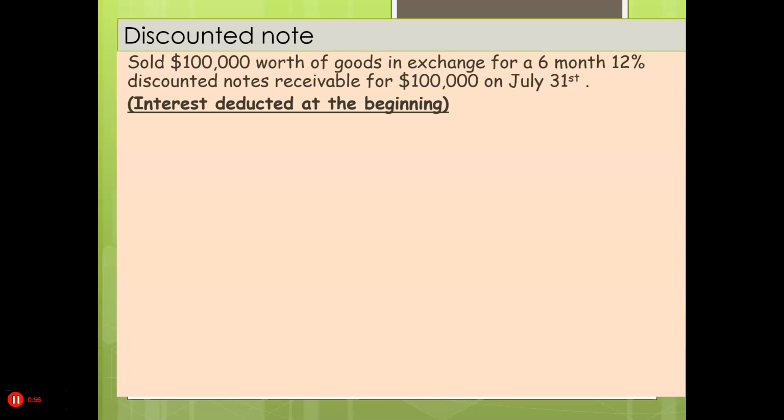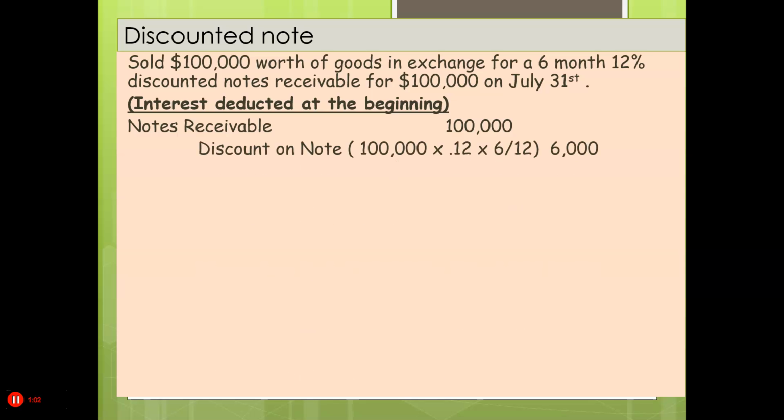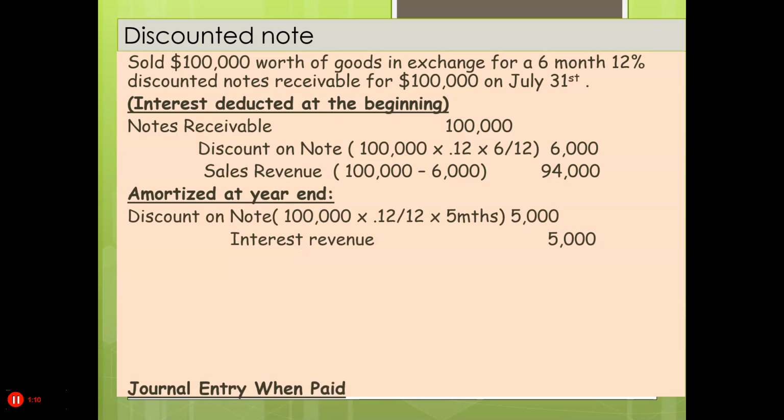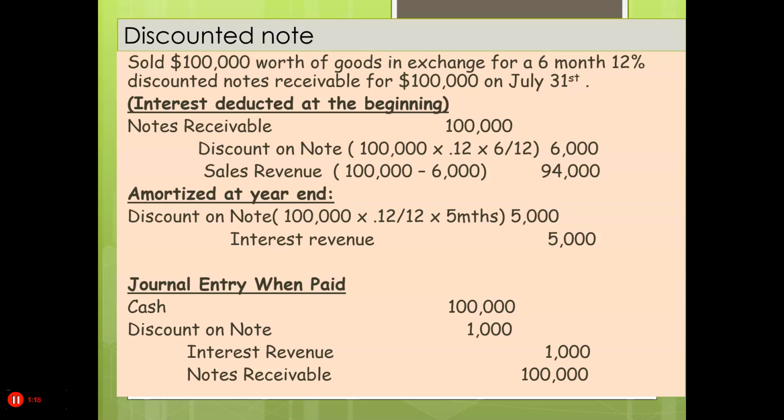Now let's look at a discounted note. You have to remember that you deduct the interest at the beginning. So sales revenue is only going to be 94. And then we're going to amortize it the same. But when you receive the cash, you're only going to receive $100,000.